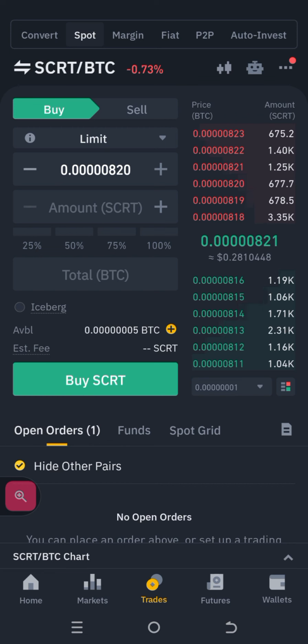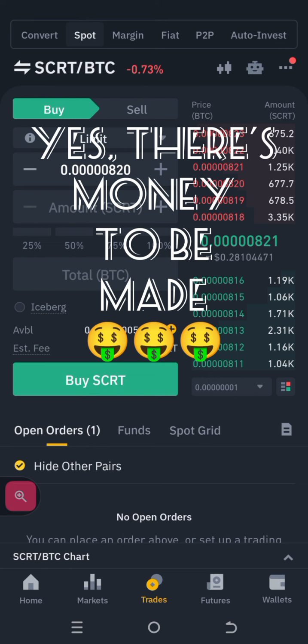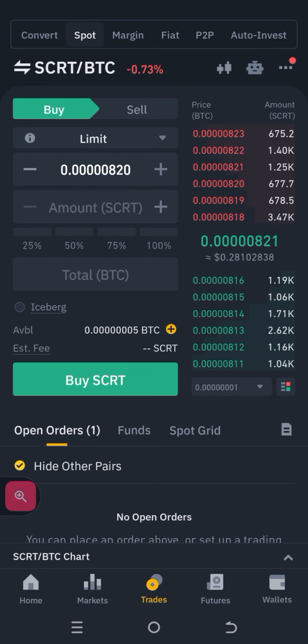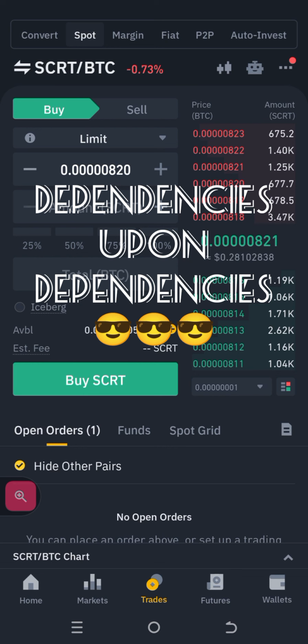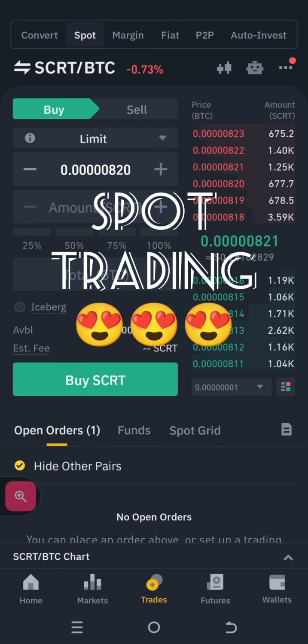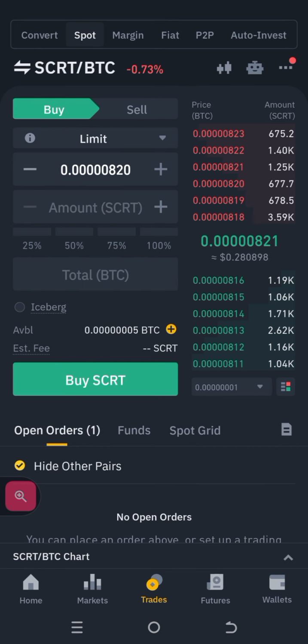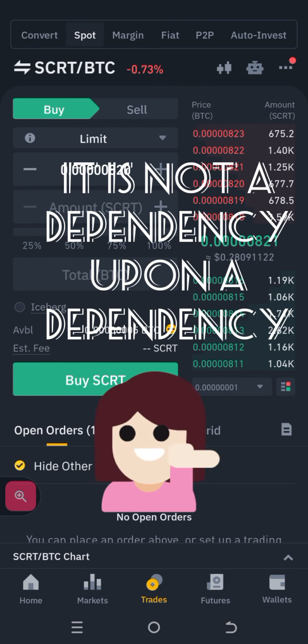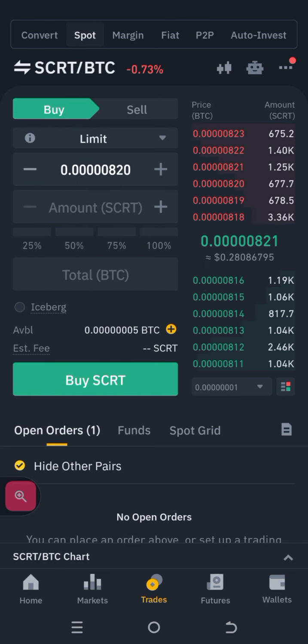Okay? Now, is there money to be made? Yes, there's money to be made. But what is stopping us from making this money are the dependencies upon dependencies, okay? So let's go to my all-time favorite, spot trading. Spot trading is my favorite so far, and as you can see, I do a lot of spot trading recently, and I'm sure you can see that from the volume of the videos I've been doing, because it is not a dependency upon a dependency. You have control over it. As long as you know how to chart, as long as you know how to do proper technical analysis so that you're closer to the answer, you should be able to make more wins than losses.